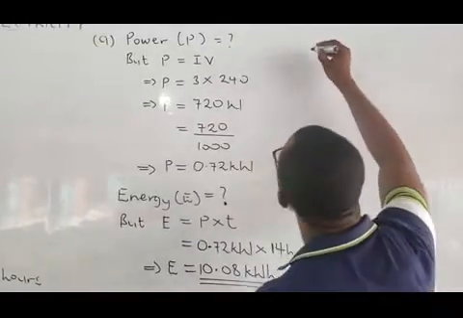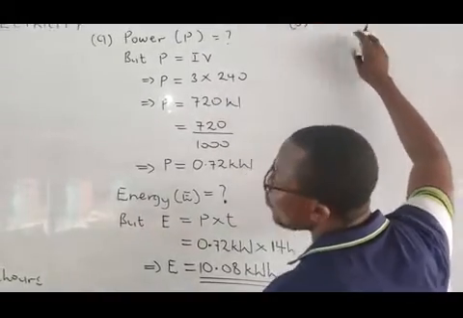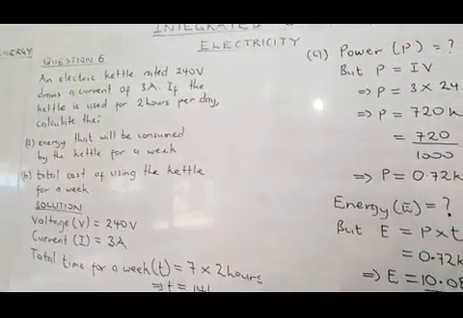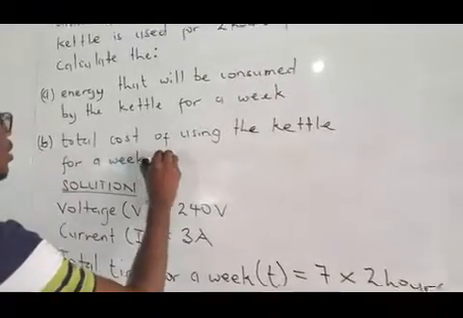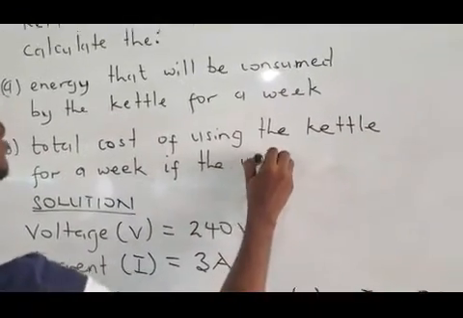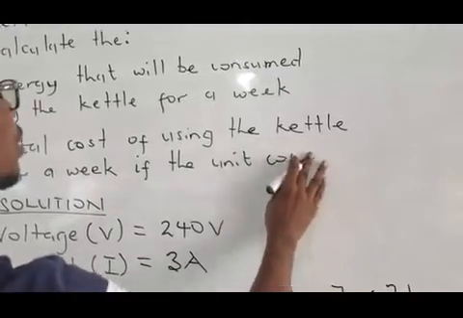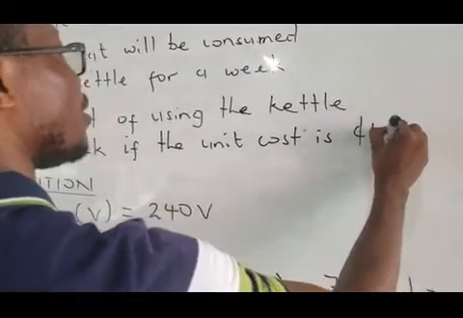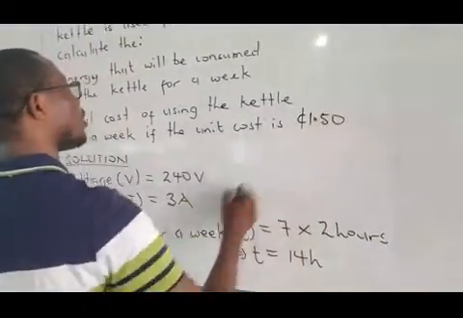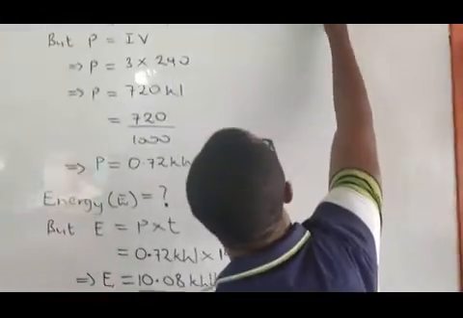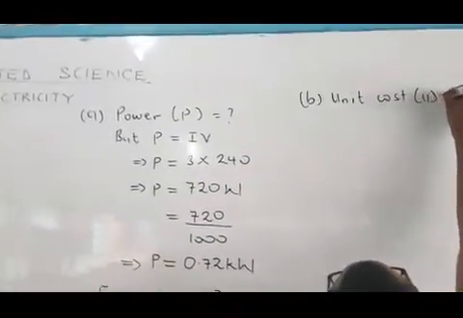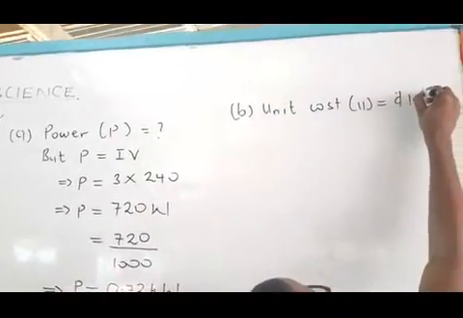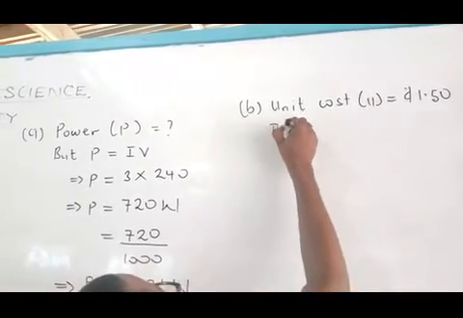The last question, the D part, says you should look for the total cost for using the kettle for a week. From the question, if the unit cost is, let's say, 1.50 cedis. Unit cost is 1.50 cedis.